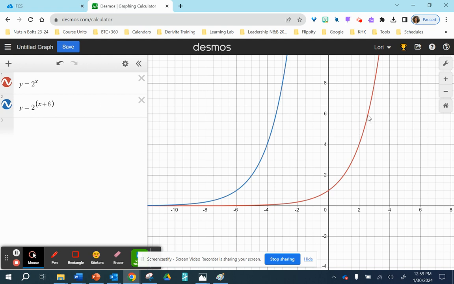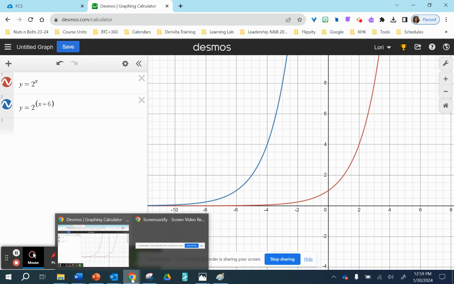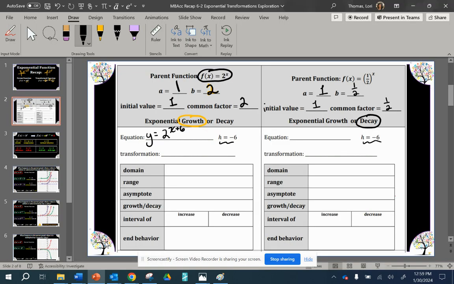So you can see that whenever we have a negative h value, our parent function is now shifted 6 units left. We could take a look at where our y-intercept is here at 0, 1. And if we shifted, this 0, 1 has shifted 6 units to the left. So our h value shifts horizontally. So where it says transformation, we're going to say that this parent function shifted 6 units to the left.